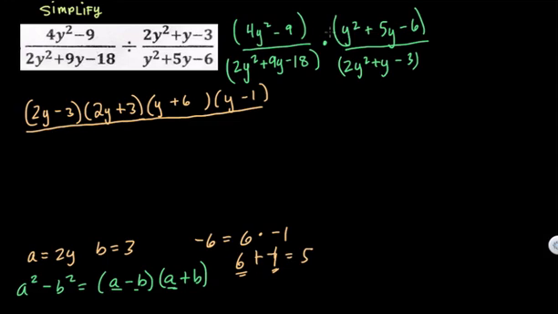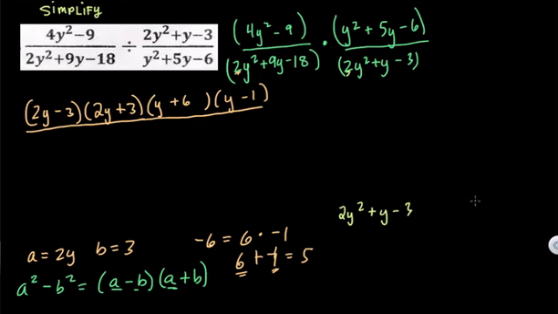So far we've factored these two terms up here. Now don't let these coefficients of 2 in the denominator throw you off. We can work with those. Let's factor this one first. So we have 2y squared plus y minus 3.